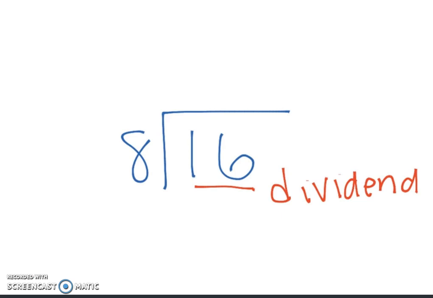So we're splitting the 16 into 8 groups. So our divisor is the number in the problem that does the dividing. So for this problem, our divisor would be 8. So the 8 tells us how many groups we're going to be splitting it into. So we know that we're splitting the 16 into 8 groups.